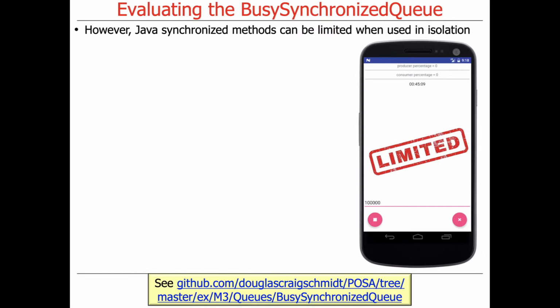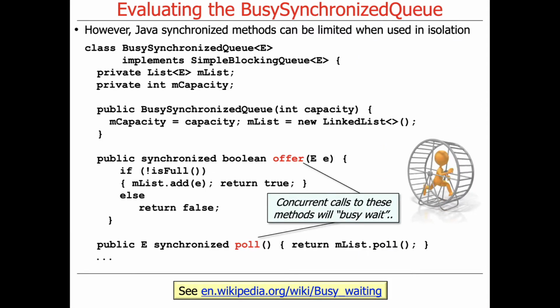However, as I've also alluded to multiple times, synchronized methods can be limited when they're used in isolation. And that's because we've got these busy wait problems. So if this is full, it won't be corrupted. It'll just keep looping somewhat neurotically. And that could be a problem. Now, if you're writing the inner control loop for a nuclear reactor temperature gauge, and you've got to find out whether the nuclear reactor is too hot or too cold on a nanosecond basis, busy waiting could be for you.